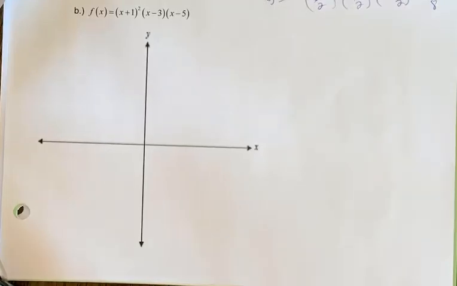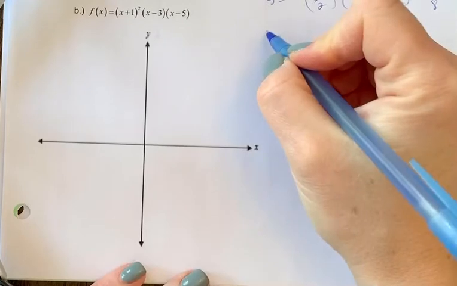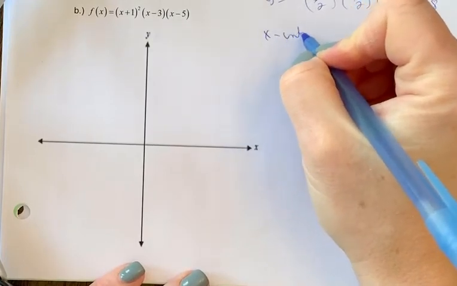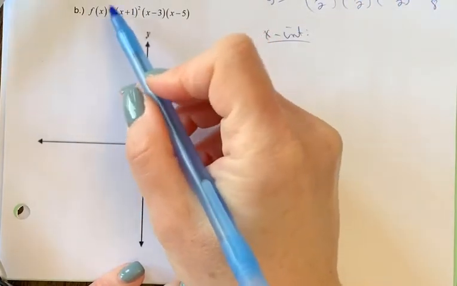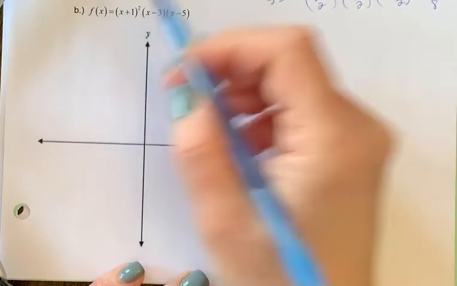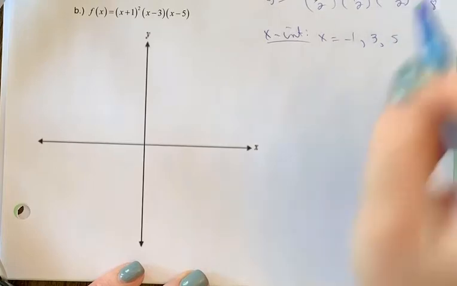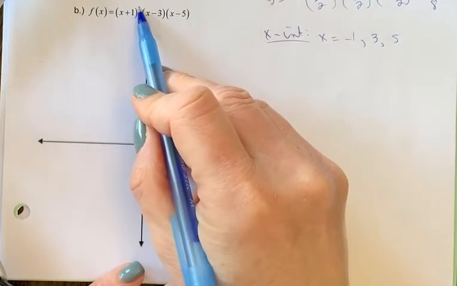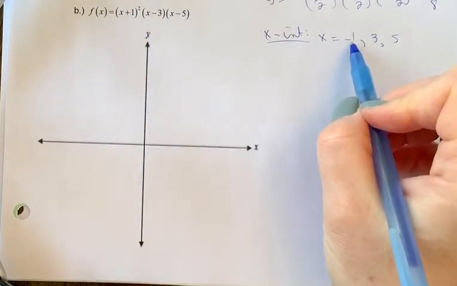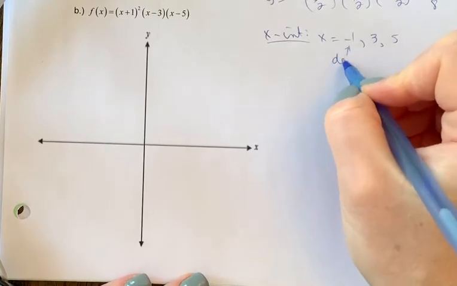Let's look at the next example for graphing. Same strategy. We're going to find our x-intercepts. So if we let y equal 0, I think we could visualize that now after the first time. We're going to have x equals -1, 3, and 5. What's really important about this one, because there's a squared, that means that you'd have x equals -1 twice. So we're going to have a double root.